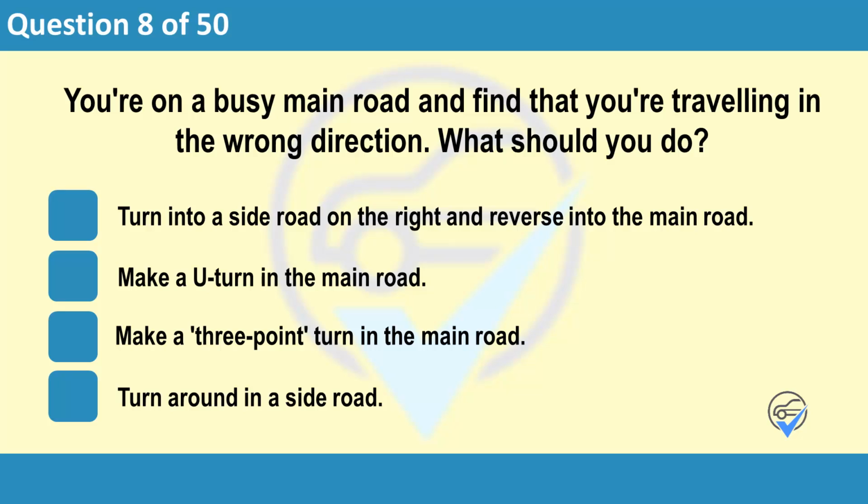You're on a busy main road and find that you're travelling in the wrong direction. What should you do? Turn into a side road on the right and reverse into the main road. Make a U-turn in the main road. Make a 3-point turn in the main road. Turn around in a side road.